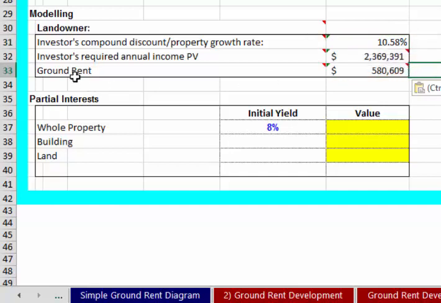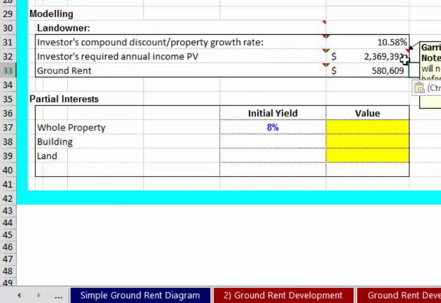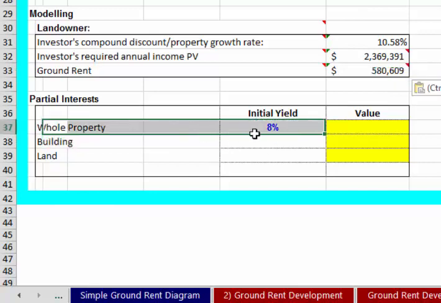That gives us the ground rent calculation, also an idea of what the investor is expecting to earn every year in order to make the investment worthwhile. And so from that I can work out yields and values. Let's look at the whole property. I'm going to add an extra piece of data here, which is the yield on the whole property.